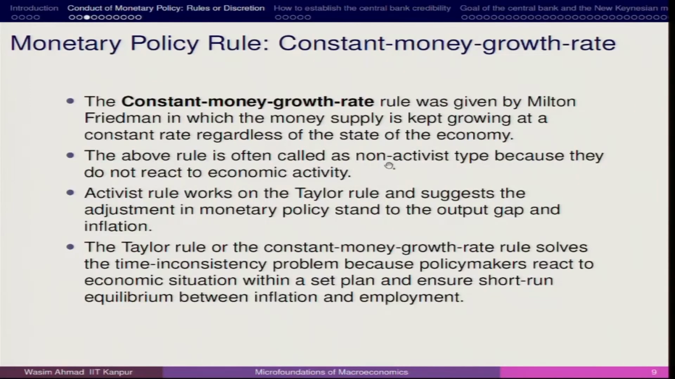So, you have to supply a constant amount in the economy. You should not be taking any kind of discretionary measures. The constant money growth rate has been challenged by many economists, and it has often been linked to the classical state of the economy. So, it is also linked with what we call the non-activist type, because among the economists also some are in favor of the constant money growth rate rule, and some are against.